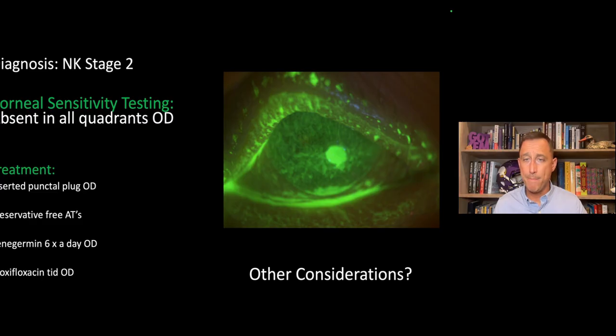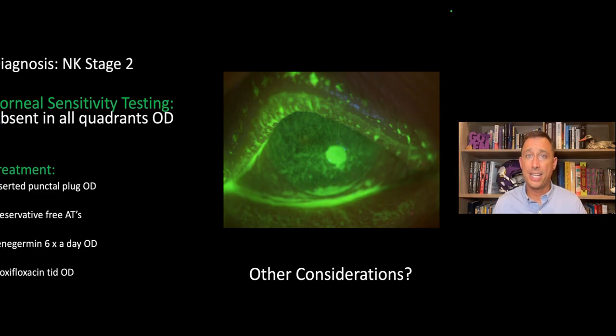In these patients, I want to maximize their tear film. So I inserted a punctal plug in the right eye. I started preservative-free artificial tears. I began Cenegermin, which is a recombinant nerve growth factor that I'll talk a little more about tonight, 6 times a day, a commitment. But when you see the data around Cenegermin, you will be impressed with it. And for stage 2 and stage 3, in my mind, it's my go-to immediately for stage 2 and stage 3. We'll look at the stages here as well. But you can use it in stage 1 as well.